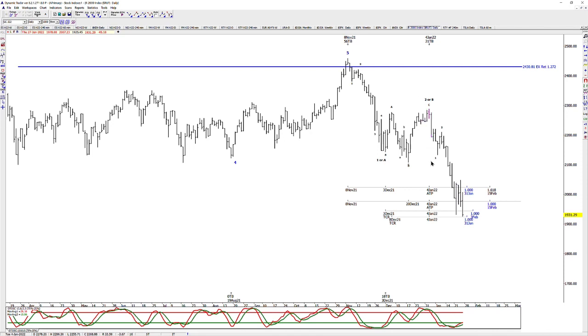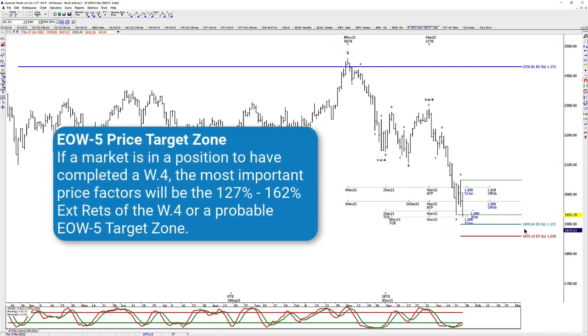Well, if we're looking at this as a 1 and a 2, this is probably a 3 and a 4. And if that's the case, let me go ahead and put that in so we have some perspective. Let's just do one price relationship, and it's the one I use all the time whenever there appears to be the end of a wave 5. It's that external retracements of the wave 4, 127, 162%.